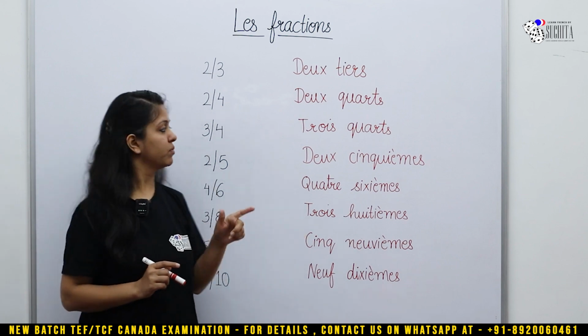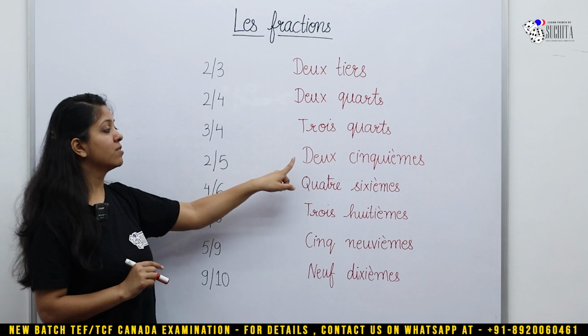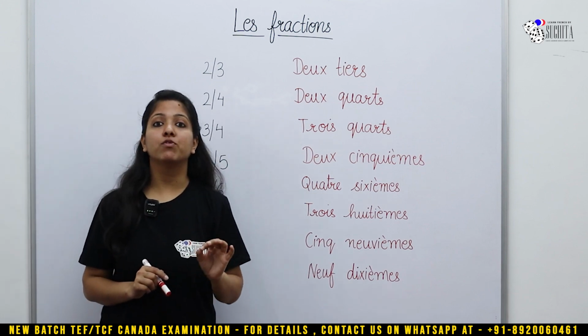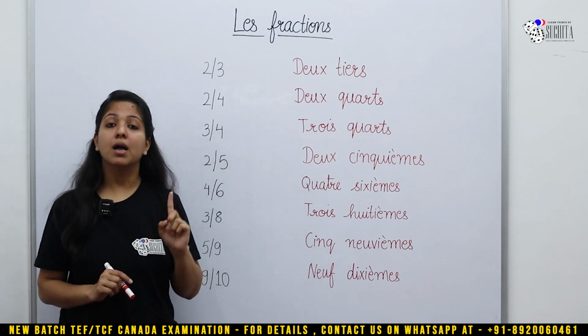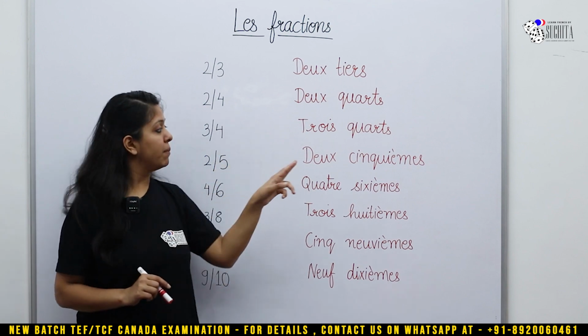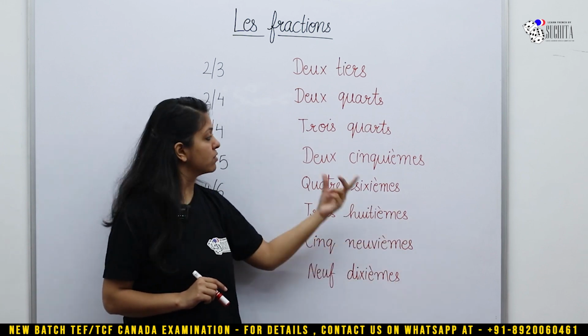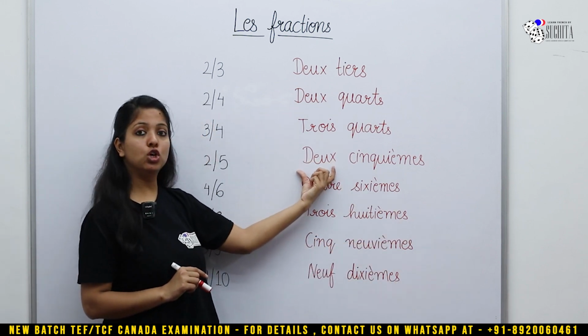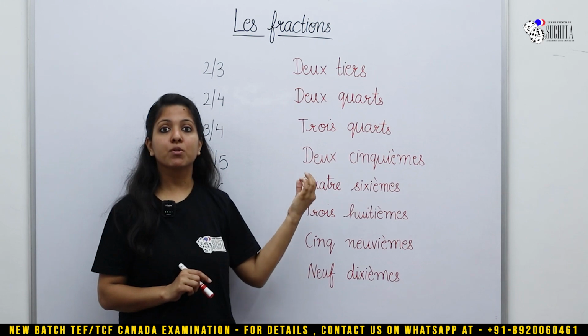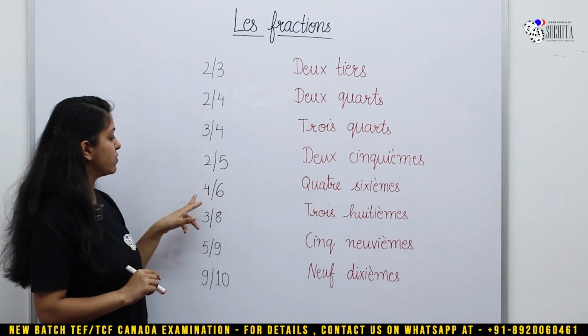Trois quarts. Let's continue. How do you say 2/5? So 2 is deux, and what was 1/5? It was cinquième, but there it was without an S. It was 1/5, but now here it has to be plural. All of them are plural over here. So 2/5 would be deux cinquièmes.